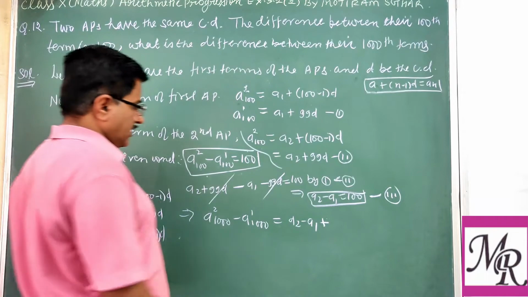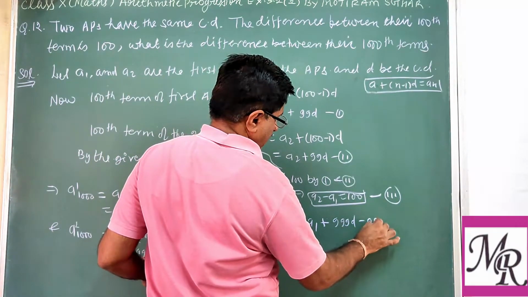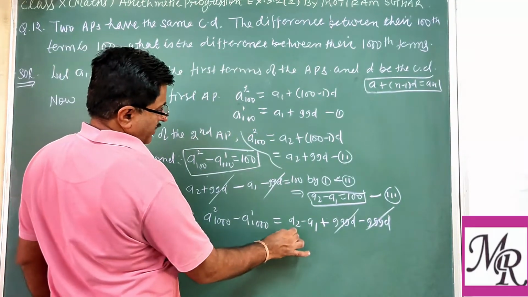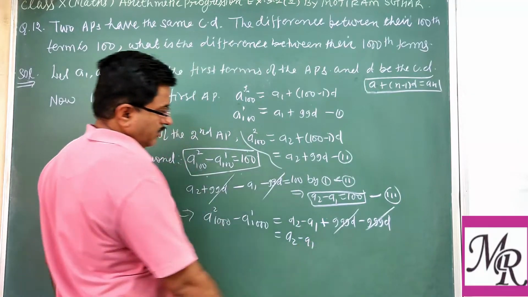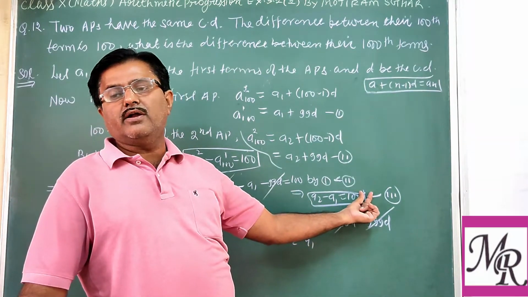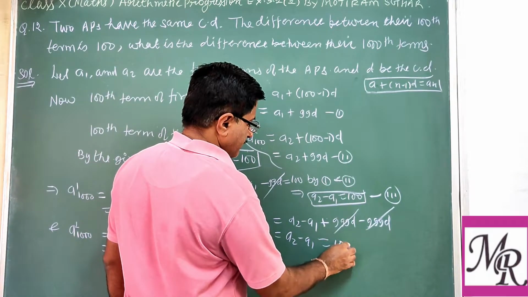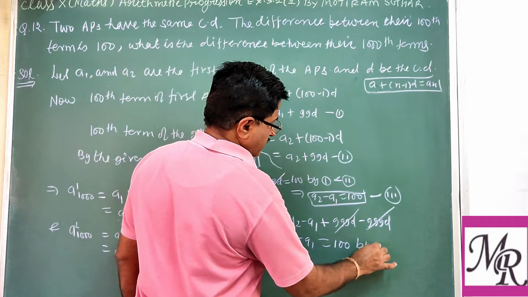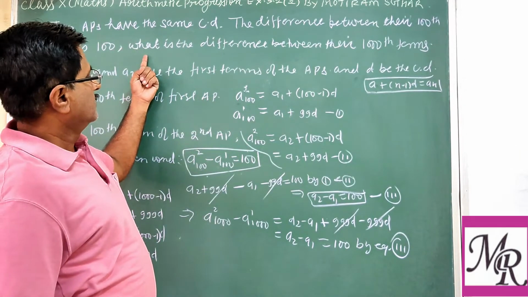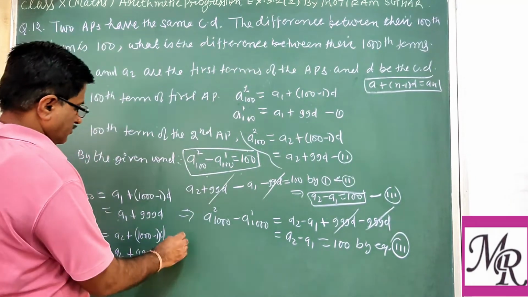Then 9990 minus 99b, so this cancels again. So what we get? A2 minus A1. But we have the value of A2 minus A1 is again 100. So their difference, by equation 3rd, what we get? 100 is the difference between their 1000 terms. So you can write your answer.